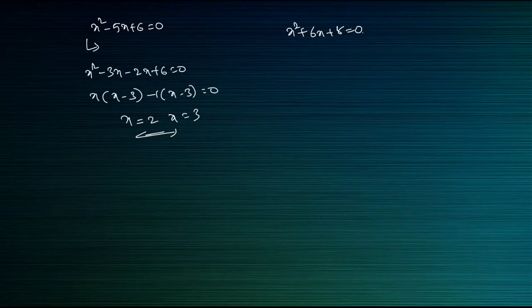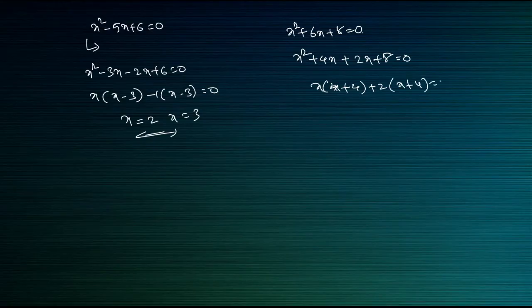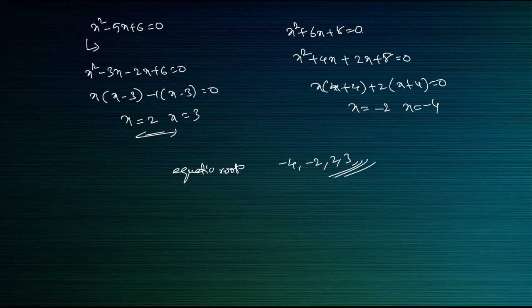The next one: x square plus 4x plus 2x plus 8 is equal to 0. In this, x common gives x plus 4, and 2 common gives x plus 4 is equal to 0. So x is equal to minus 2 and x is equal to minus 4. So what are the roots of the equations? The roots are minus 4, minus 2, 2, and 3. These are the roots of the given equation.